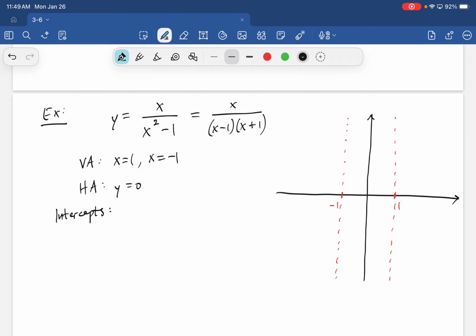Intercepts. Let's see. Where is the x-intercept? The x-intercept is wherever the function equals 0. And so that means the numerator has to equal 0, which means that the x-intercept is going to be (0, 0). Right? Because this function here only equals 0 if x equals 0. So that's pretty straightforward.